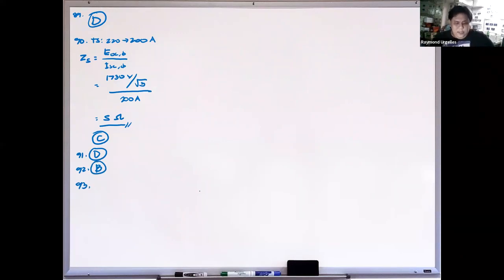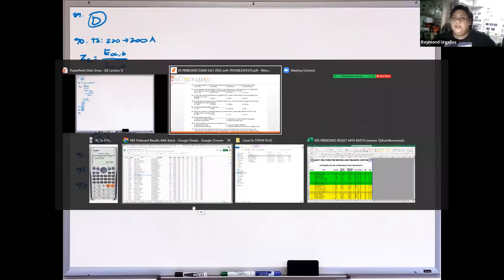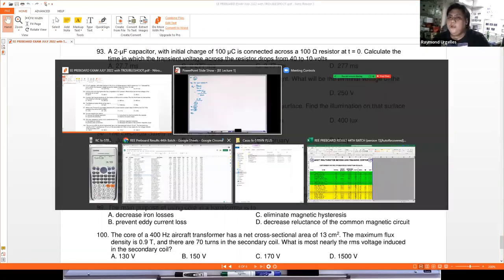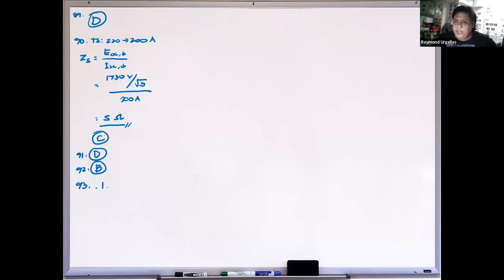Next, number 93. This is an RC circuit, and it is discharging, which means this is a subsidence transient. Our circuit looks like this: we have a capacitor which is initially charged, so it has an initial charge. Let's say the capacitance is C. Then we connect it across a resistor. That's our circuit.